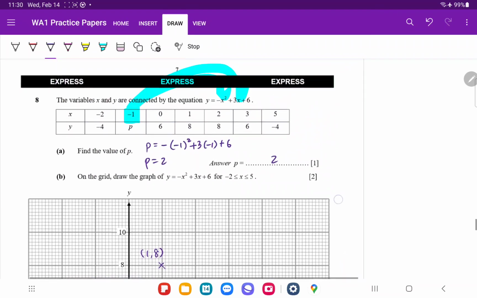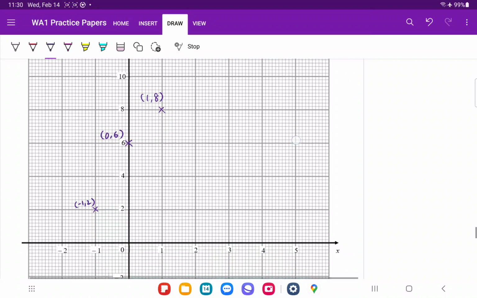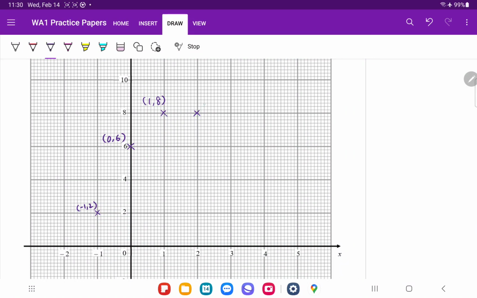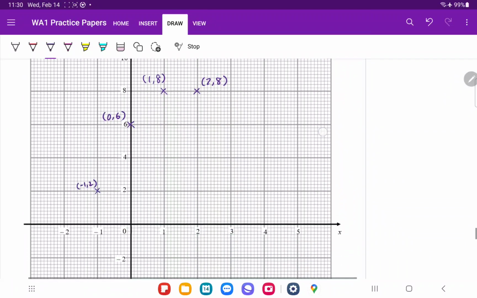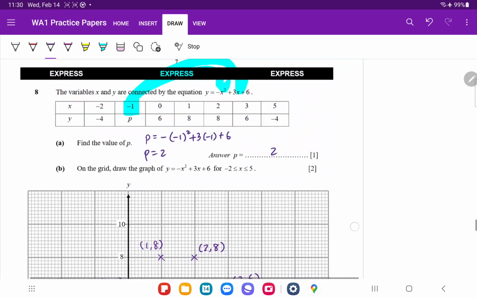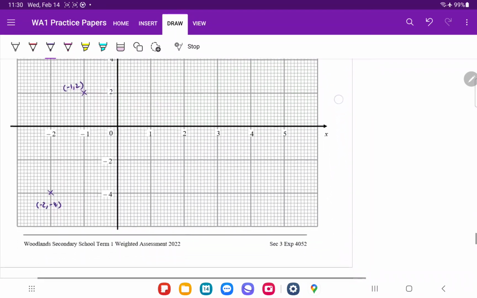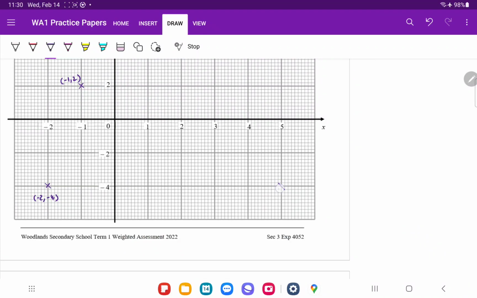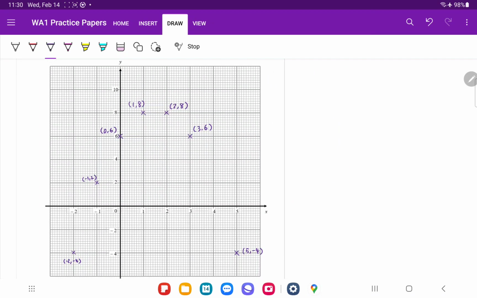Next point, (2, 8). Next point, (3, 6). Next point, (5, -4). Alright, and with these points, we are now ready to plot the curve. And this is the graph that you are supposed to plot. Please check your curve properly.